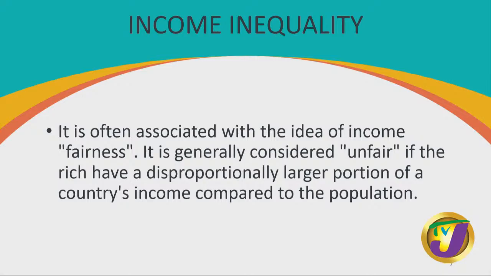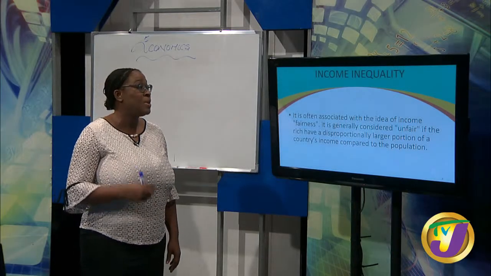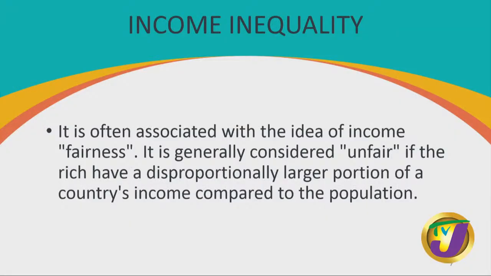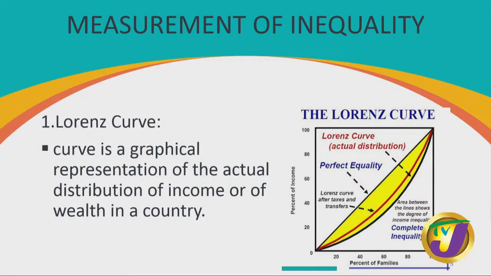Income inequality is often associated with the idea of income fairness. It is generally considered unfair if the rich have a disproportionately larger proportion of the country's income compared to the population. So income inequality is looking at how income is distributed among the population of a particular country. Now, it is measured 2 ways particularly. One is called the Lorenz curve, and the other, the Gini coefficient.